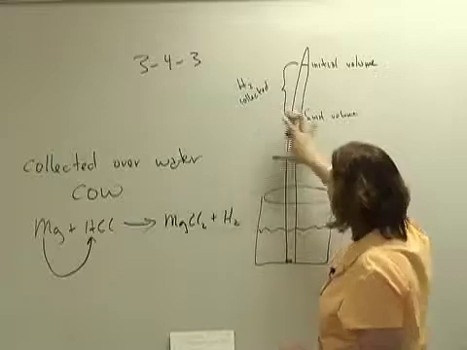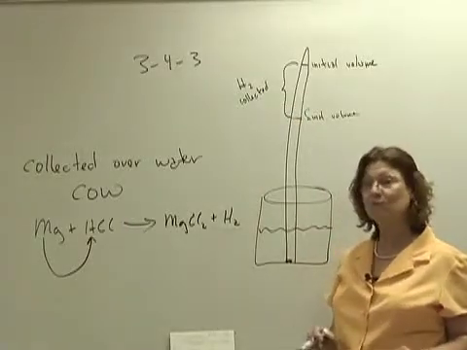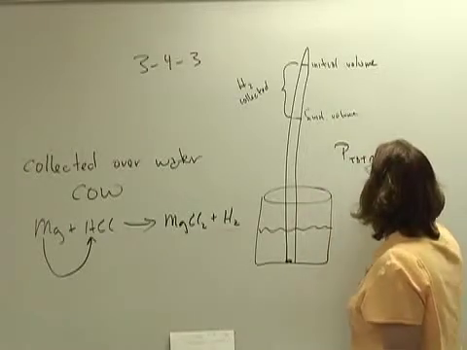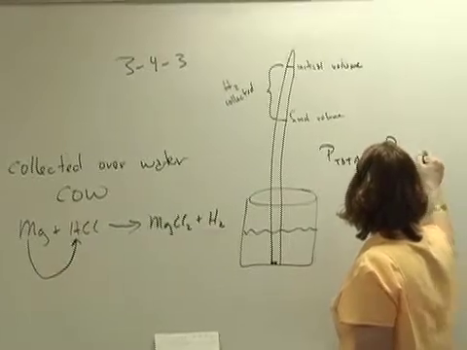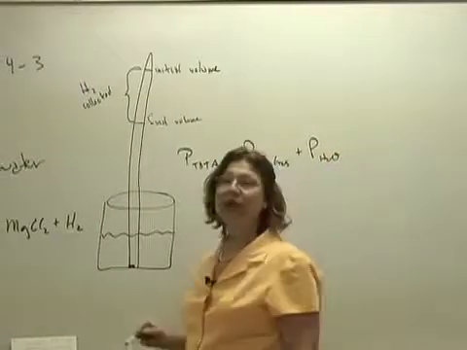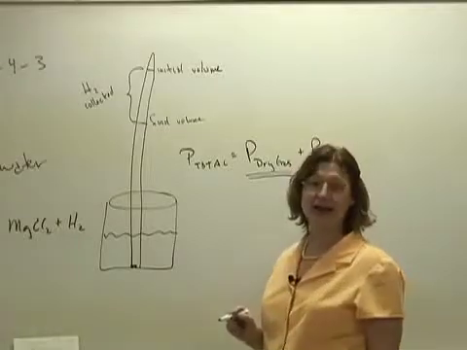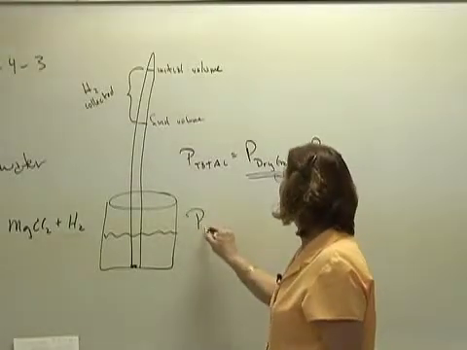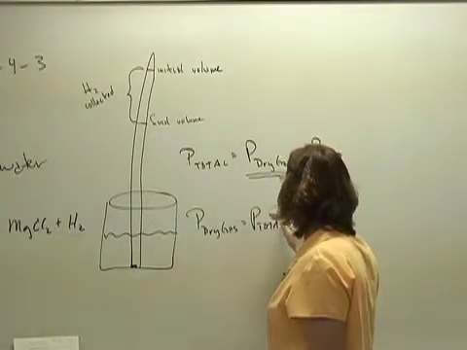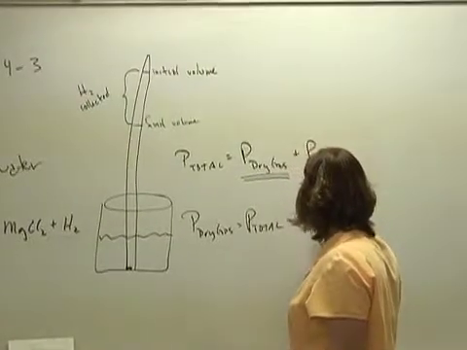Now, because we collect it over the water, our pressure that we have includes the pressure of the water. And Dalton's law tells us that the pressure of the total is equal to the pressure of the dry gas plus the pressure of the water. And the way that we're going to use this is we want to figure out the pressure of the dry gas. And therefore, the pressure of the dry gas is equal to the pressure of the total, which would be the barometric pressure that it's collected at, minus the pressure of water.